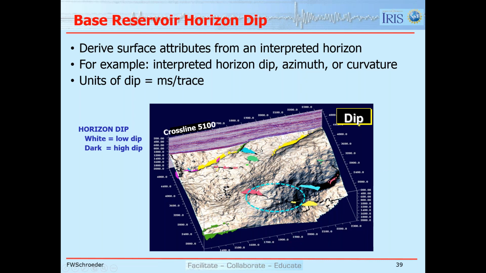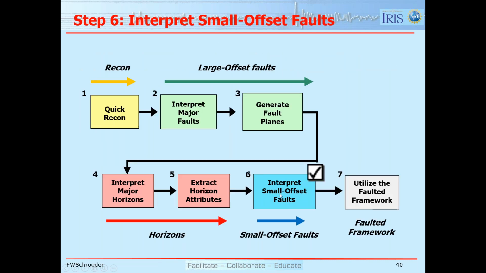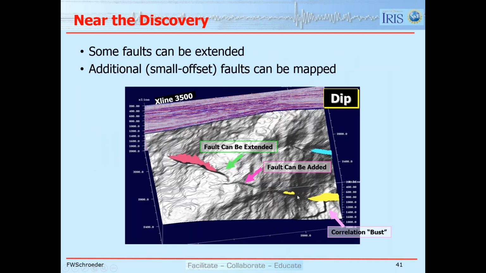So let's focus in on this part of this display of horizon dip. And what we're after now are some smaller offset faults. And so here is a pink horizon. The dip is relatively steep right here. So it looks like this pink fault could have been extended a little further. It looks like there's a fault that goes through here, and maybe it connects up with the yellow fault, which we see a segment here, and we also see a segment here. Similarly, there's an aqua fault here.